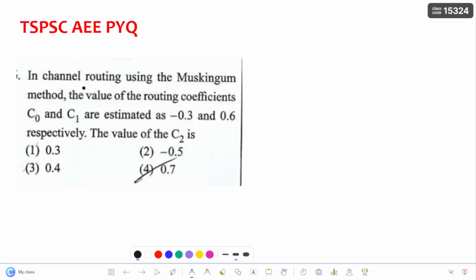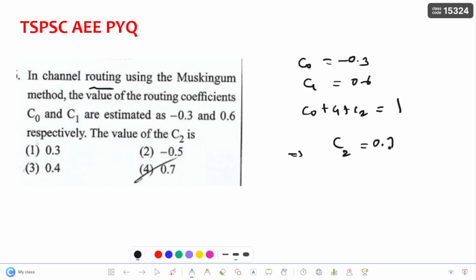Coming to the next question. In channel routing using the Muskingum method, the values of the routing coefficients C0 and C1 are given: C0 equal to minus 0.3 and C1 equal to 0.6. What is the value of C2? We all know that C0 plus C1 plus C2 is equal to 1. Let us substitute in this, you will get C2 is equal to 0.7.